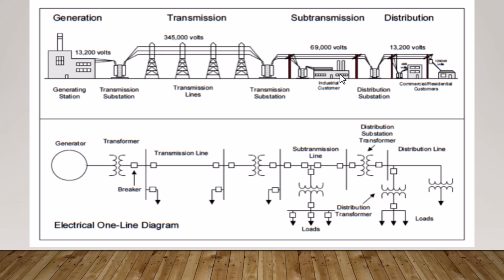At the last stage, distribution. 13,200 volts or lower. Finally, we reach the distribution stage where the voltage is brought down once more, typically to 13.2 kV or even lower depending on the region and application. This power is then sent through distribution transformers to the residential, commercial or small industrial customers. This is the electricity that finally powers our lights, refrigerators, factories and everything else we use in our everyday life.